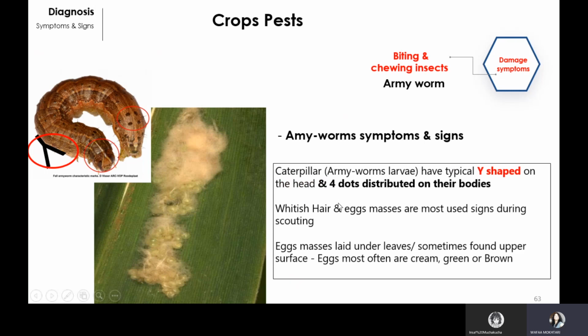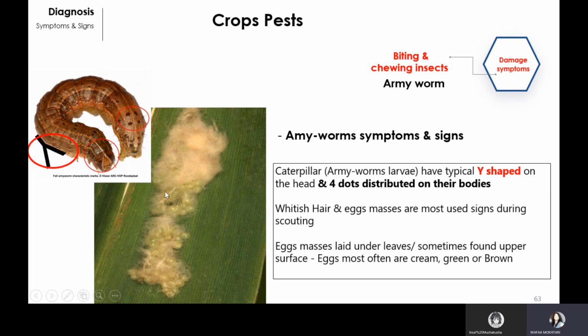For armyworms, the caterpillar has a typical Y shape on the head. See here? This is a Y kind of thing on the head of the armyworm caterpillar. And it contains 4 dots which are distributed on their bodies. Okay? So this is how to know the armyworm.